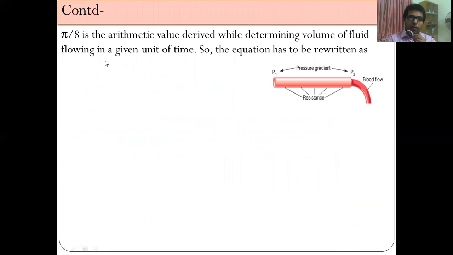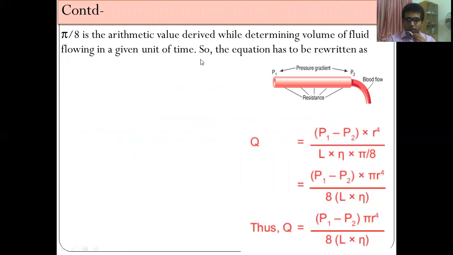Now, another value, pi divided by 8, is an arithmetic value derived while determining the volume of fluid flowing in a given unit of time. So now the equation would be like that. This Q is equal to pressure difference into fourth power of radius, proportional to the fourth power of radius, and inversely proportional to the length and eta and pi by 8. So now the final equation will be del P pi r to the power 4 divided by 8 L eta. So this is the Poiseuille's equation.